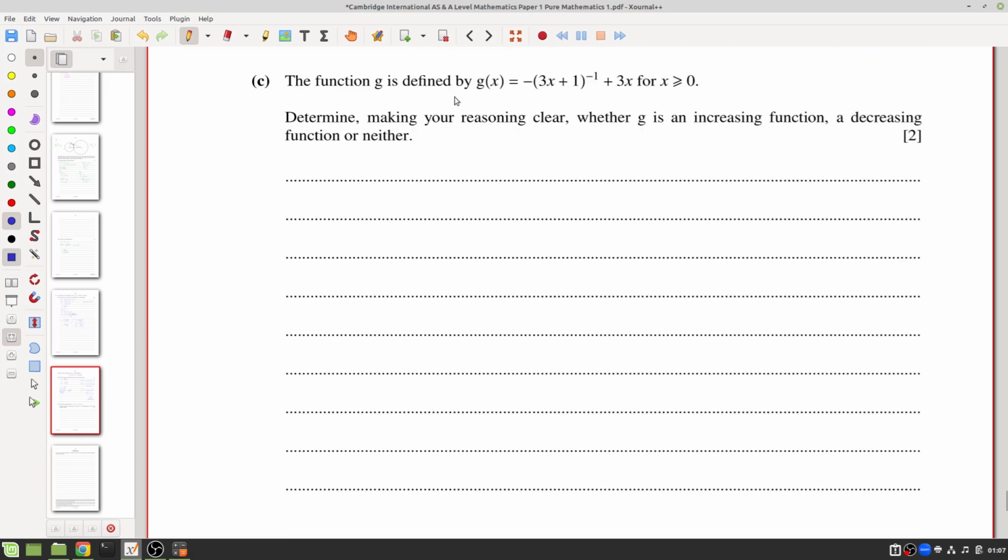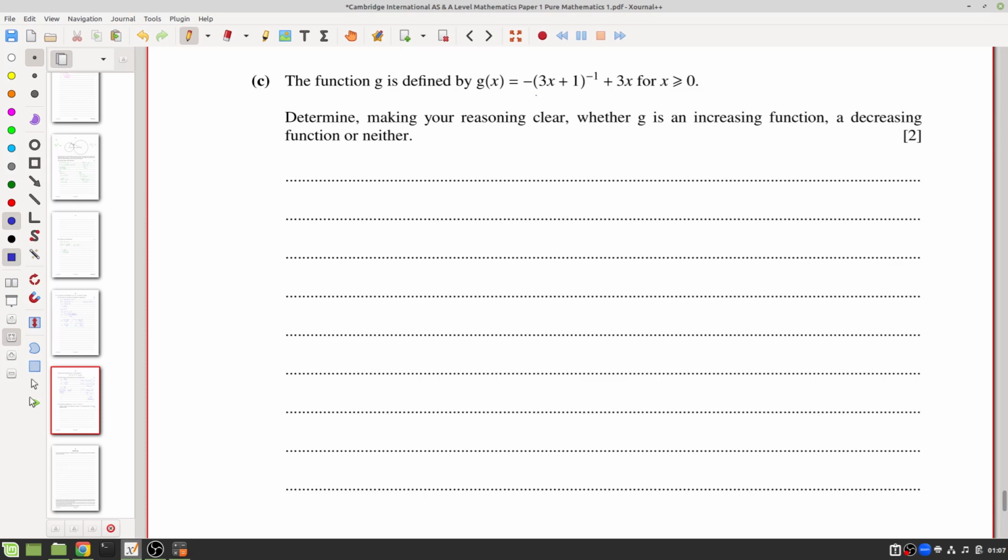Okay, the function g is defined by this. So that looks pretty similar again, but not exactly the same. Now the only thing is the k is now a 1, or a negative 1 rather. Okay, determine, making your reasoning clear, whether g is an increasing function, a decreasing function, or neither. So an increasing function means the gradient is always positive, right? Or it's never negative. So let's see what we can do.